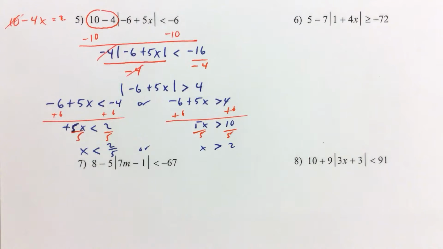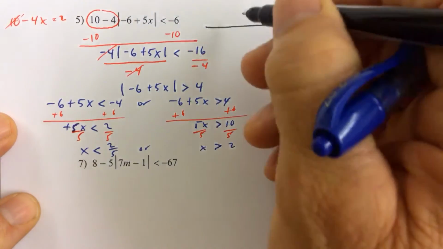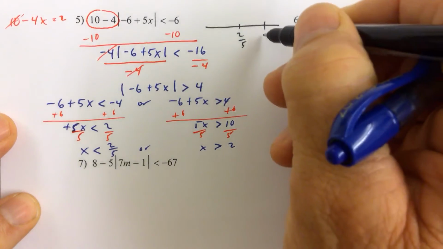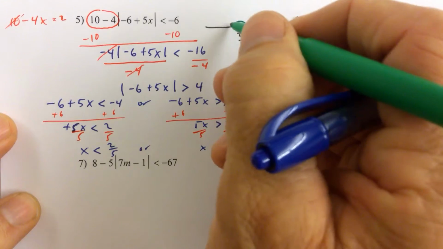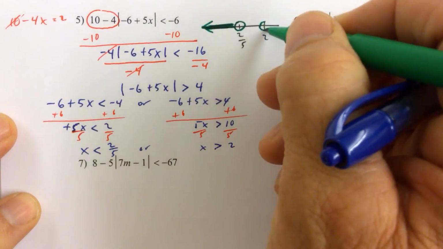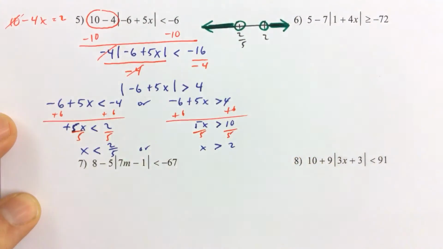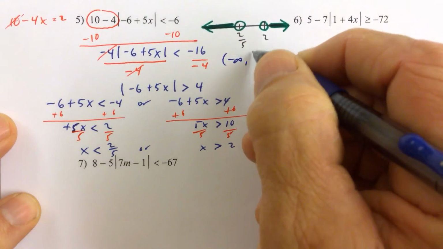So we have an inequality that says, I'm really sorry about not leaving myself a lot of room. Let's put it right up here. And so we have x less than 2/5 or greater than 2. So we just put an open circle on 2/5, shade in all the real numbers to the left of 2/5, as well as an open circle on 2 and shade in all the real numbers to the right of 2. And we don't want to forget to rewrite that using interval notation.